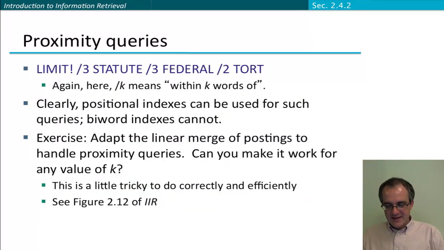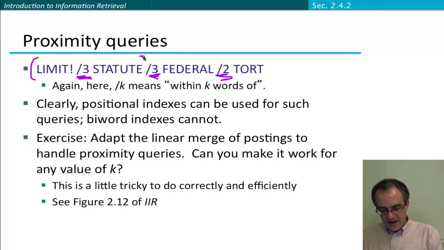Right, so that was the examples like this. So here we had limit within 3 words of statute, which is within 3 words of federal, within 2 words of tort. So we could use the same kind of techniques of optimizing the query, but if we started with this one, we're then having a condition on how close together the token position indices have to be to count as a match within a document. And so clearly positional indices can be used for these kind of proximity queries where biword indices do nothing for you.